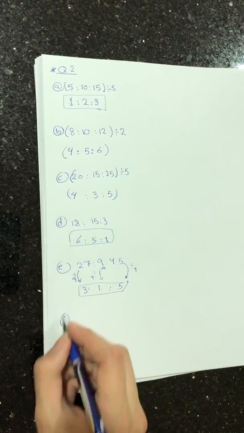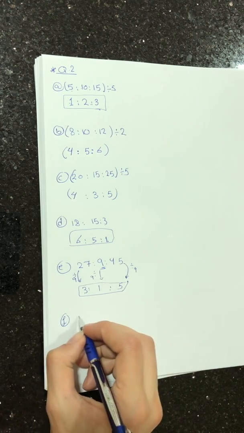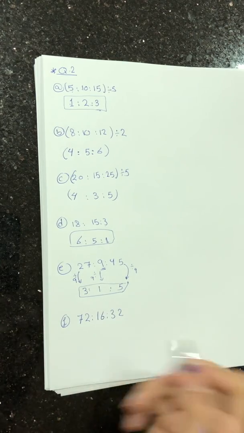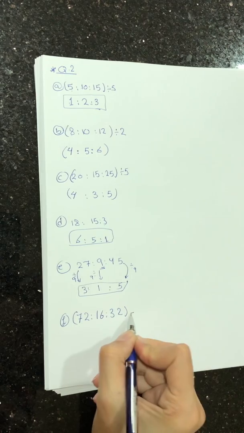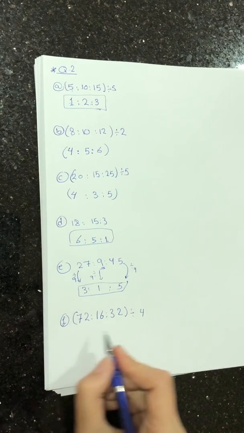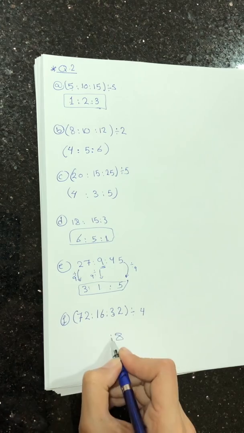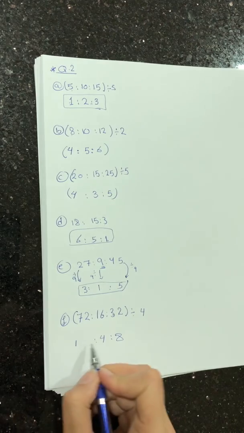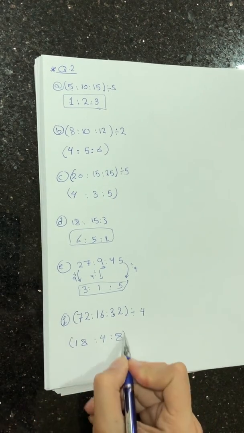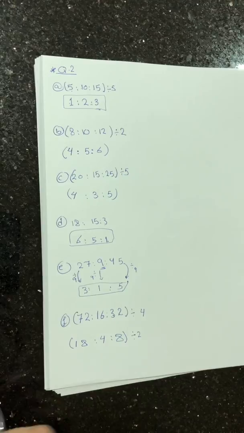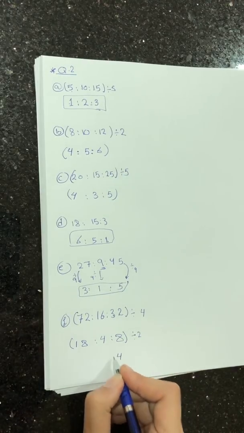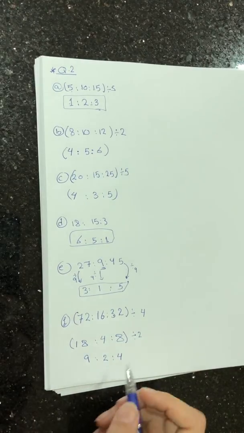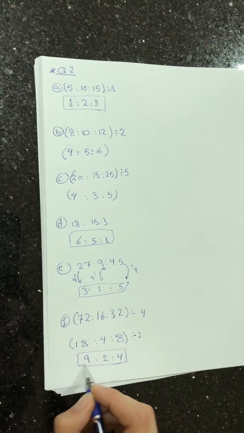Our last branch of question 2, 72, 16, 32. You can divide by 4. The whole ratio can be divided by 4. You'll get 32 divided by 4 is 8, 16 divided by 4 is 4, 72 divided by 4 is 18. Now this whole ratio can be further divided by 2. You will get 8 divided by 2 is 4, 4 divided by 2 is 2, 18 divided by 2 is 9. This is the simplest form of this ratio.